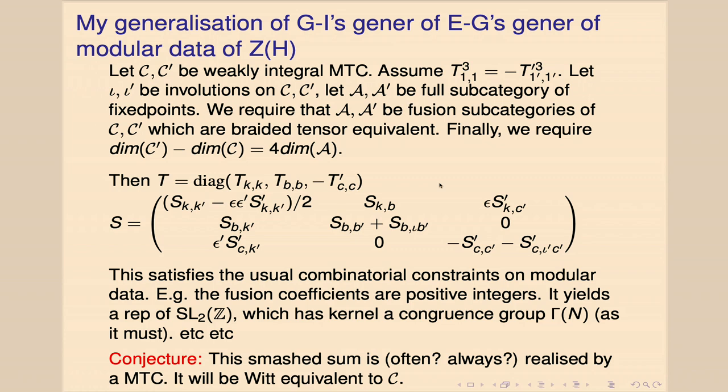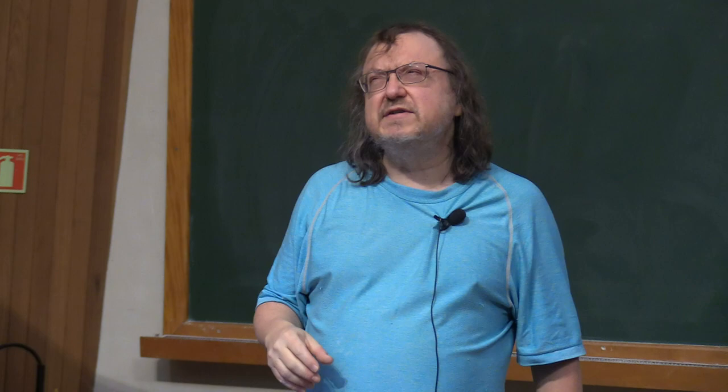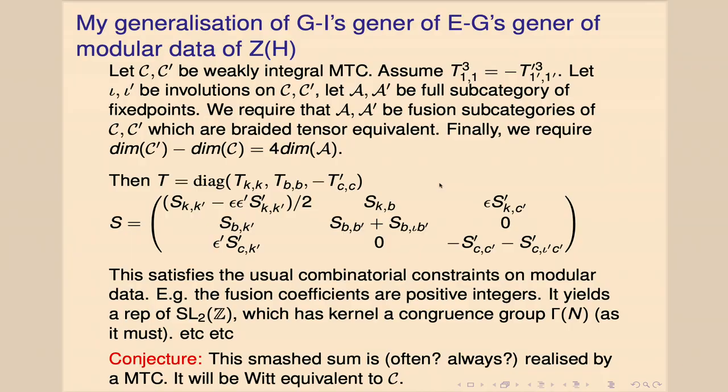I'm calling it a smashed sum because you're adding the simples. You're combining two things, and the simples for your combined thing is kind of the union of the simples for the two things, where you throw away something. So it's kind of like the symmetric difference. Is that the word for it? You take the union and you throw away the overlap, kind of. That's what's going on here. So I think that there's a very general construction at the level of modular tensor categories.